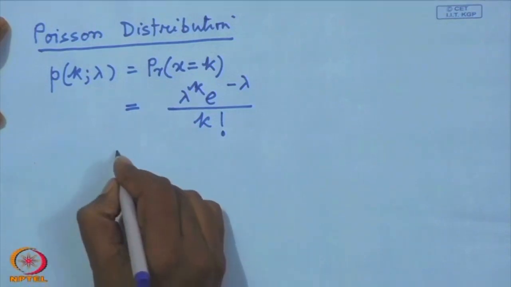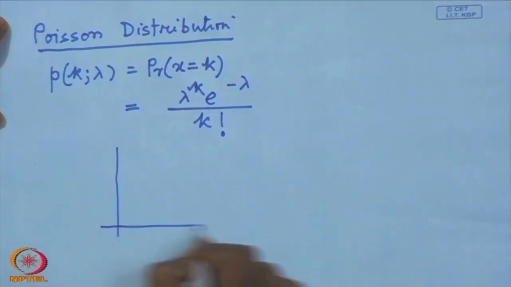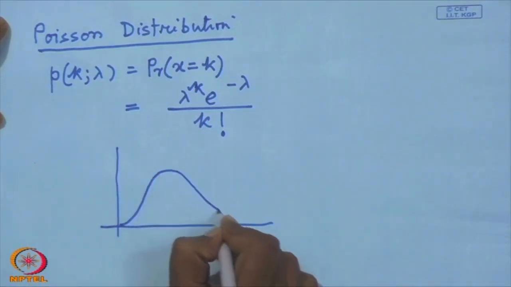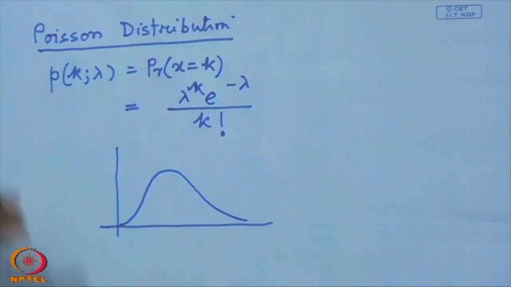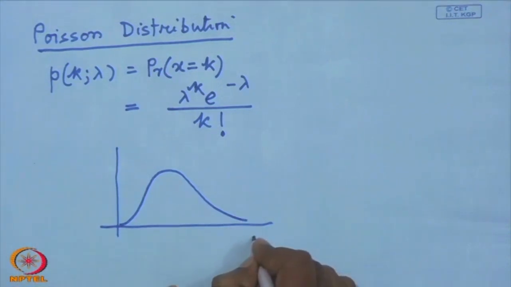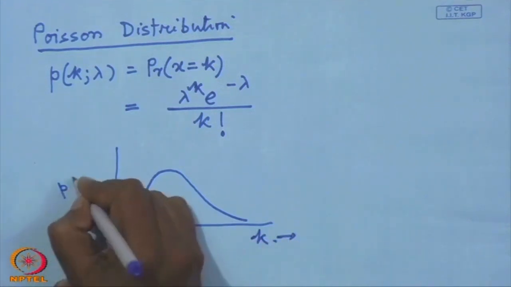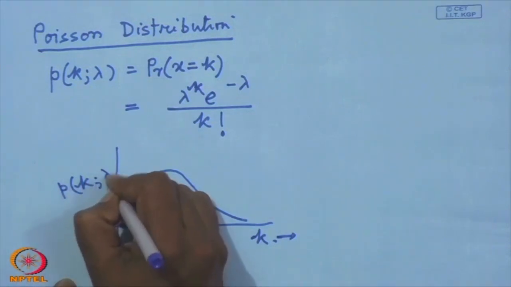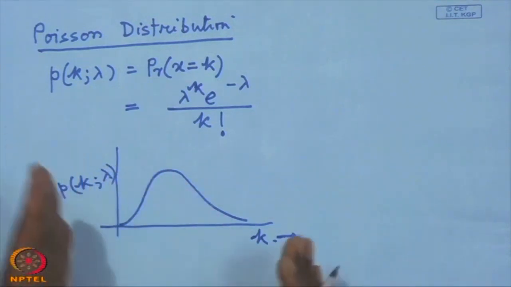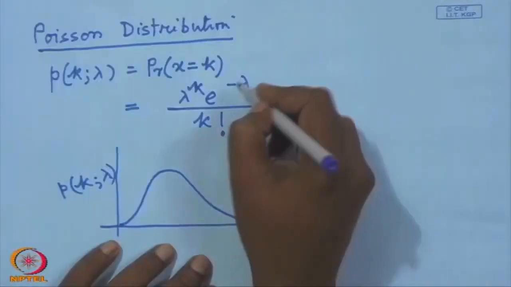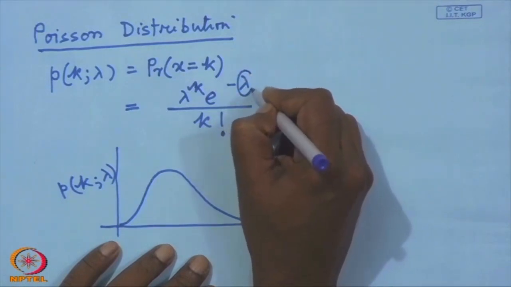And if I plot this distribution, it again appears something like this. So, this is k and this is p of k given lambda. For different values of lambda, I will get different such curves. And here again you find that the shape of this probability distribution function is entirely defined by a single parameter, which is lambda.